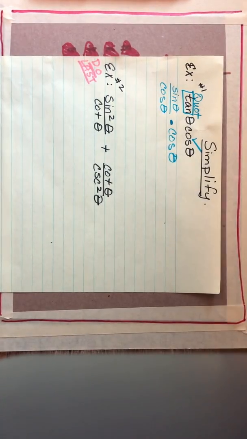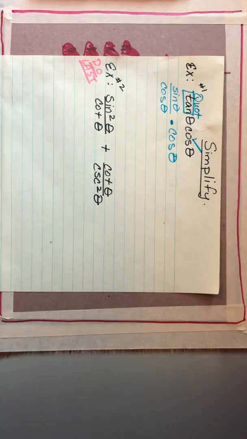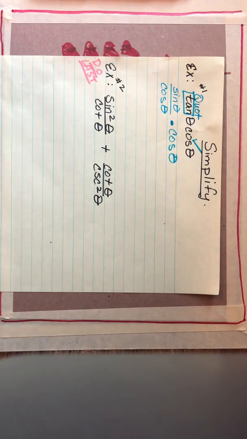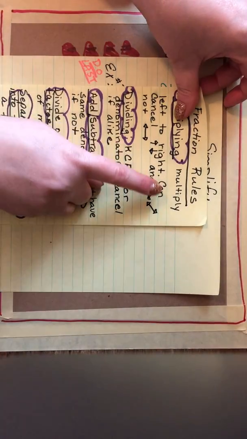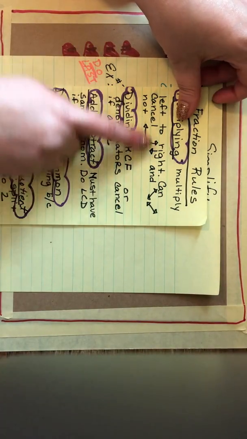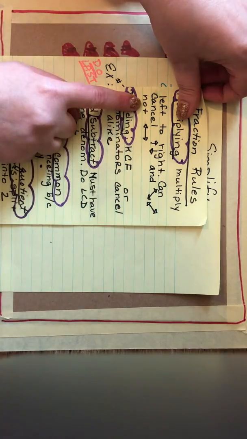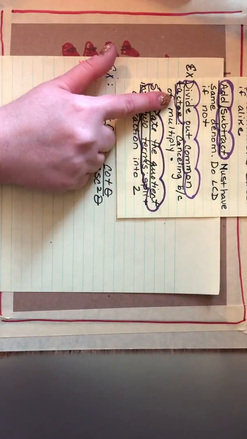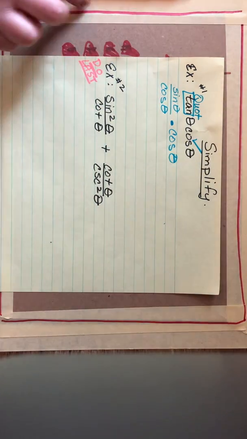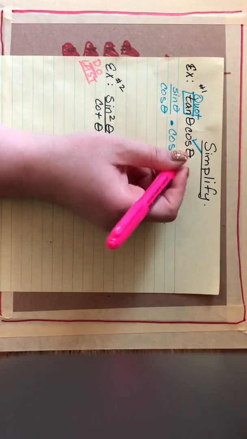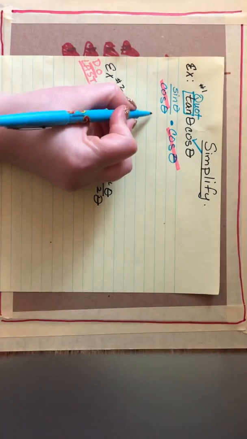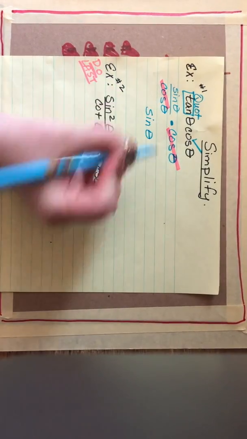Okay. Now, how can I make this smaller into just one thing? Well, let's remember our fraction rules. You can cancel up and down diagonally, not side to side. And that canceling is called dividing out the common factor. So that's what we can do. Cross out these cosines. And you get sine theta. What?